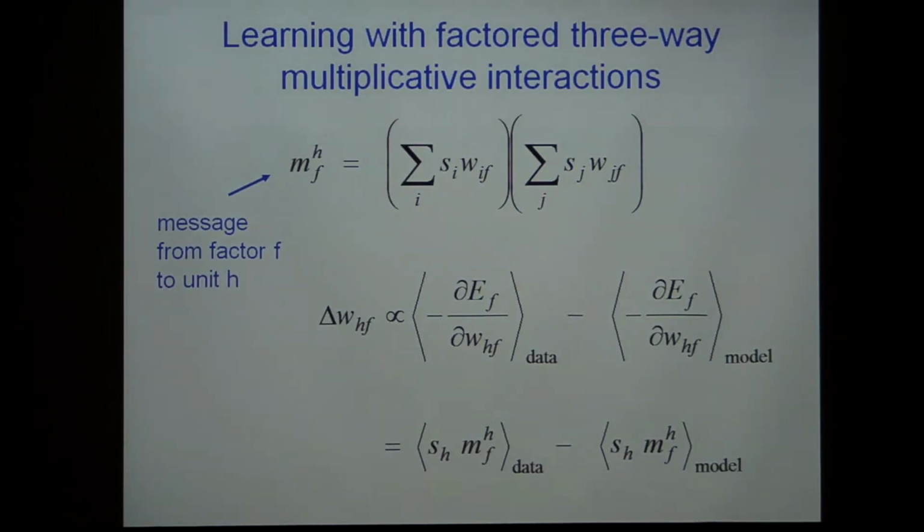So the learning rule is still nice and simple. The learning rule for a weight is just the product of the message that comes from the factor times the state of the hidden unit. And the state of the hidden unit is the message that goes back from the hidden unit to the factor. And it's that difference with data and with reconstructions, or if you sample long enough, with samples from the model.